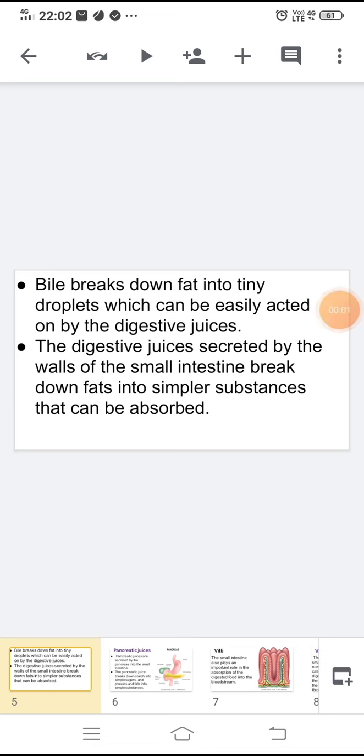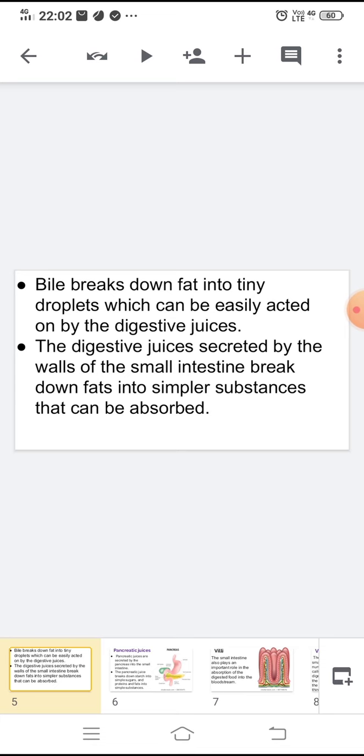So, bile helps with digestion. What is the main function of bile? Bile breaks down fat into tiny droplets which can be easily acted on by the digestive juices. Tiny droplets means fatty acids, which can be taken into the body by the digestive tract.